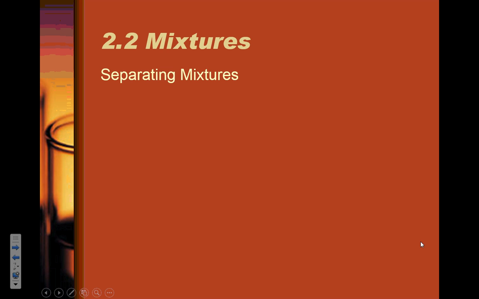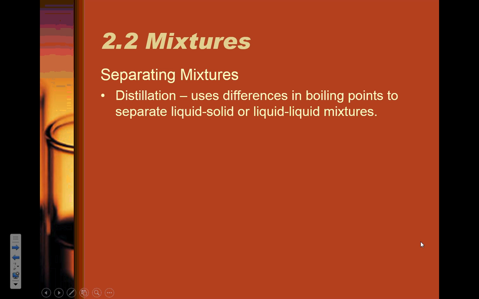Now, another type of separation technique that works with solids and liquids like sand and water, but more importantly, works with liquid mixtures or things dissolved within liquids, would be distillation. Distillation uses differences in boiling point to separate liquids and solids or liquid and liquid mixtures. Once again, this is a physical separation technique, so we're not chemically doing anything. We're just physically separating the components, like in filtration, where we were physically separating something like water from sand by passing it through a barrier.